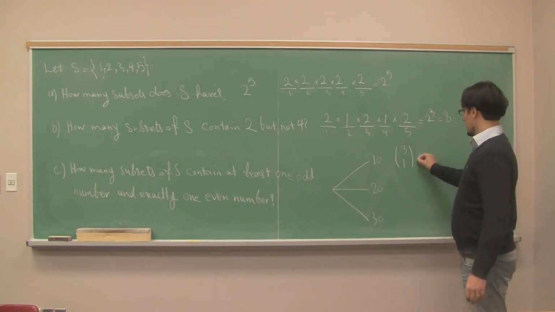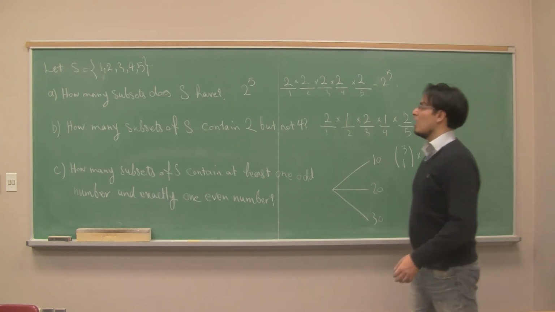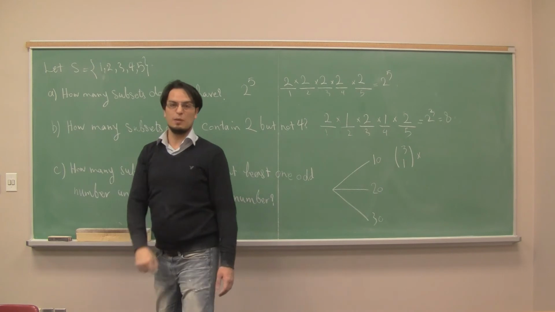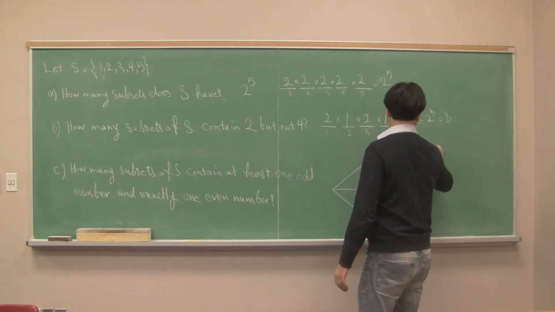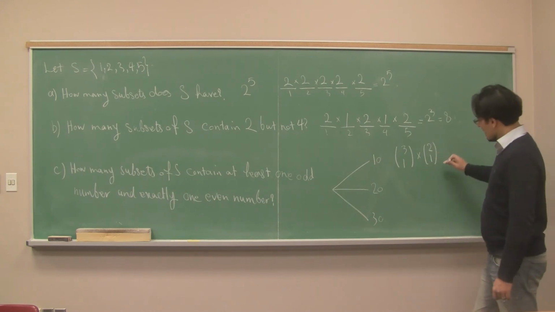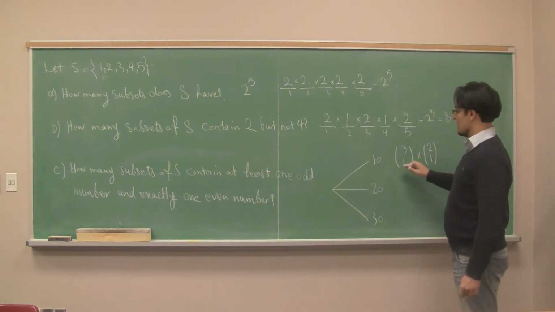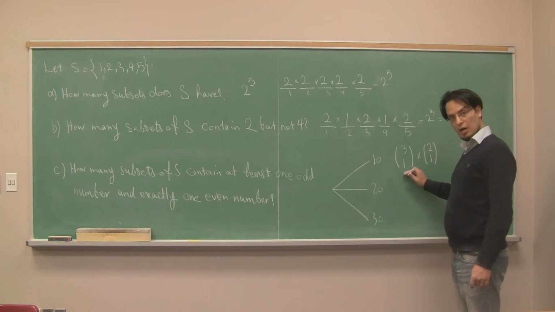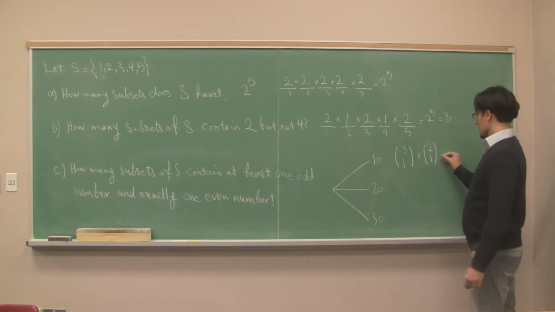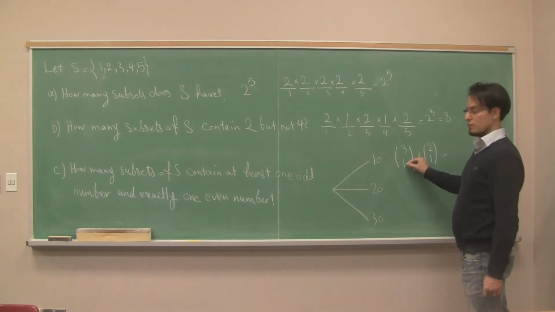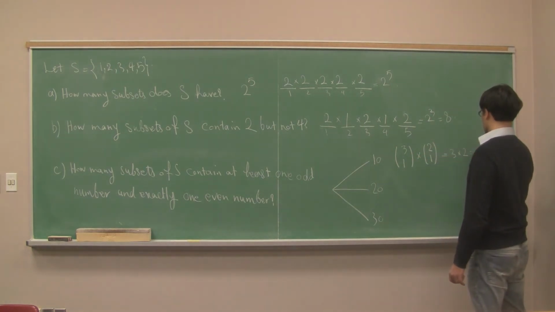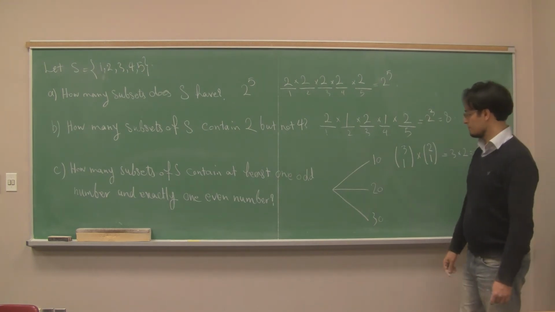Then I'm not done. What about the odds? What about the evens? I have to choose exactly one of these two. So I choose 3 choose 1 for the odds and 2 choose 1 for the evens. That's the number of sets which have exactly one odd and exactly one even. As you can see, 3 choose 1 is 3, and 2 choose 1 is 2. So I have 6 cases for this one.